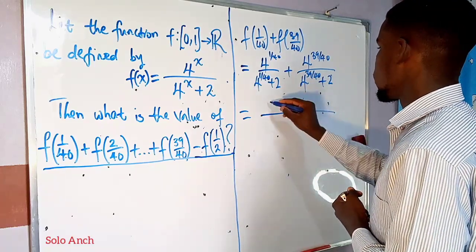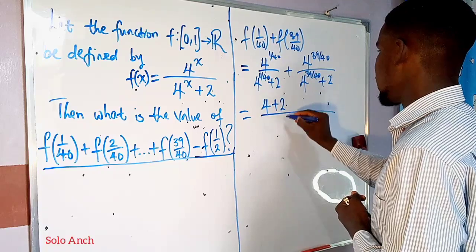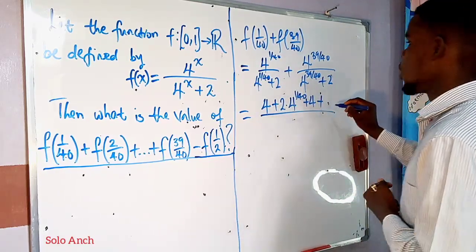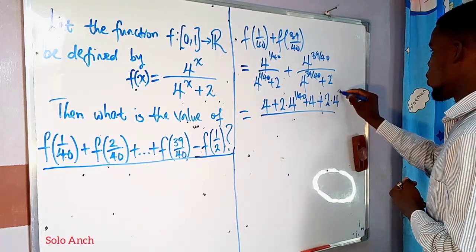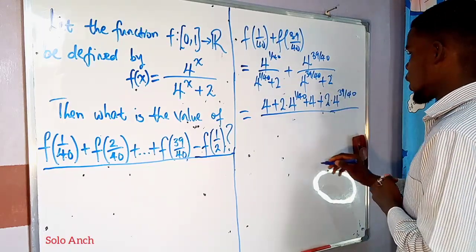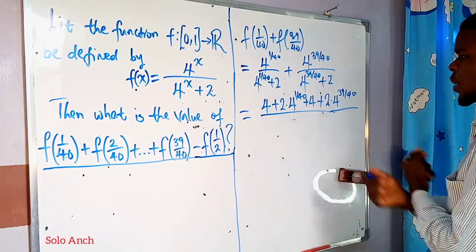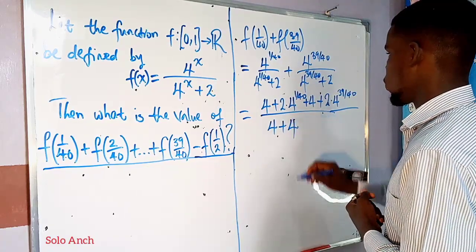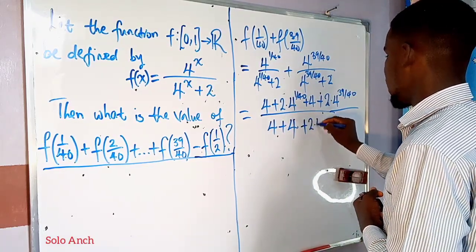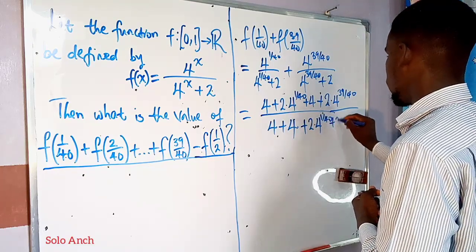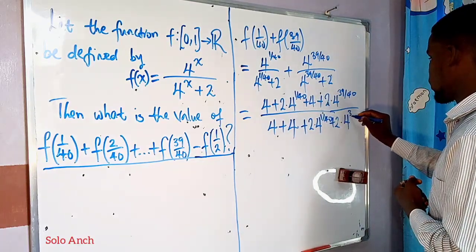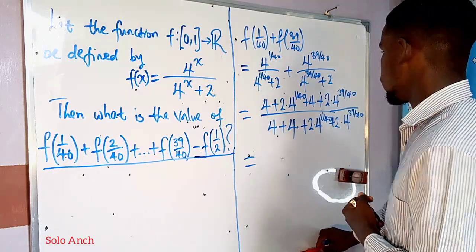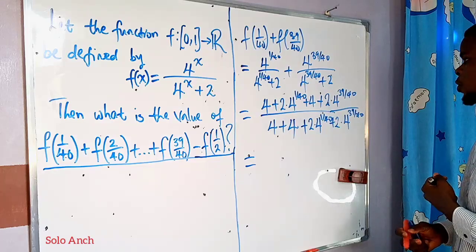So that will give us 4 plus 2 times 4 raised to the power of 1 over 40 plus 4 plus 2 times 4 raised to the power of 39 over 40. Okay, that's nice. And let's multiply the denominators together. We are going to have 4 plus, we multiply 2 with 2, we're going to get 4. And then this is 2 times 4 raised to the power of 1 over 40 plus 2 times 4 raised to the power of 39 over 40. Let's notice what we have from the addition of those two fractions.